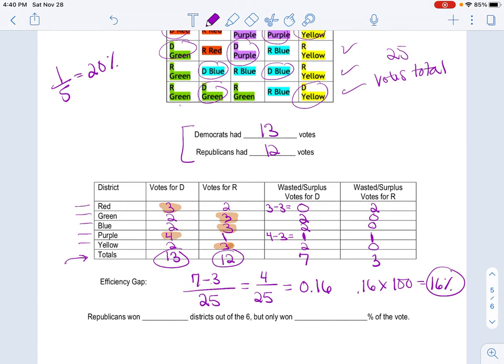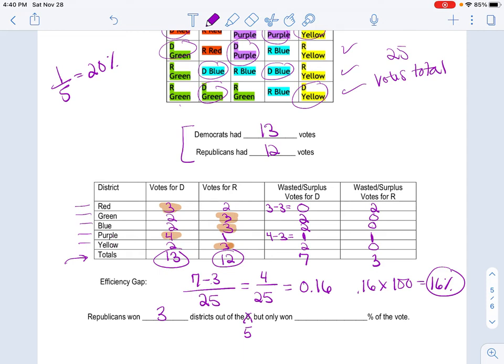Now the last question for this says, Republicans won how many districts? It looks like 3 out of 1, 2, 3, 4, 5. Forgive me, this is a misprint in your notes. Out of the 5, I accidentally put 6.